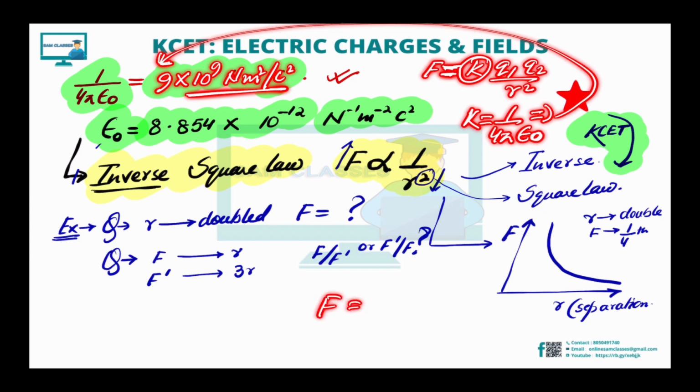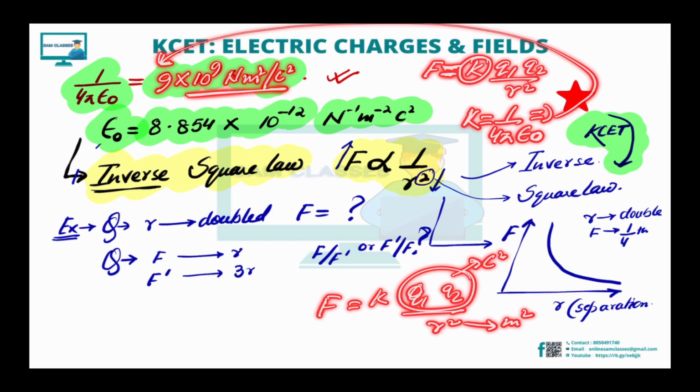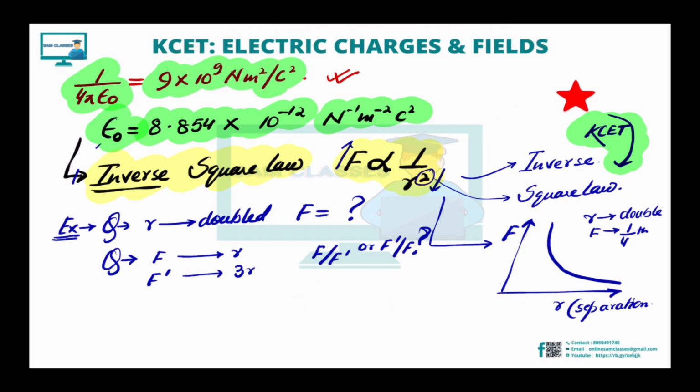How to get this unit? Very simple. F is equal to K Q1 Q2 by R square. You already know the unit of charge, coulomb square, and the unit of R square, meter square. And you already know the unit of force. So once you substitute, you will get the unit of K, or 1 by 4 pi epsilon naught. Now, what is the value of epsilon naught? That is equal to 8.854 into 10 power minus 12 Newton inverse meter inverse coulomb square.